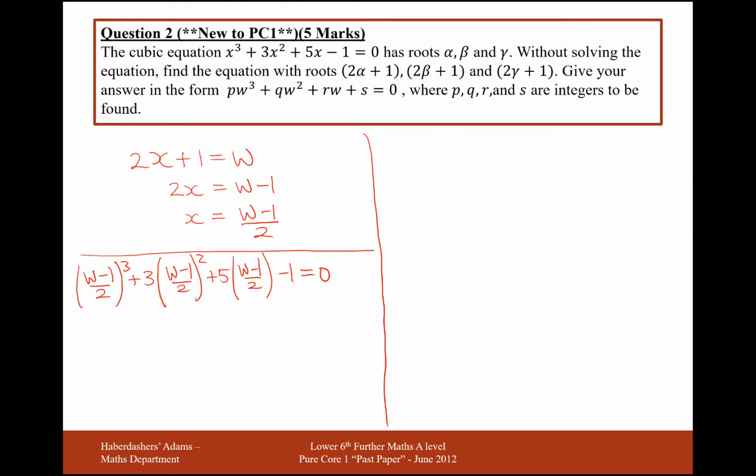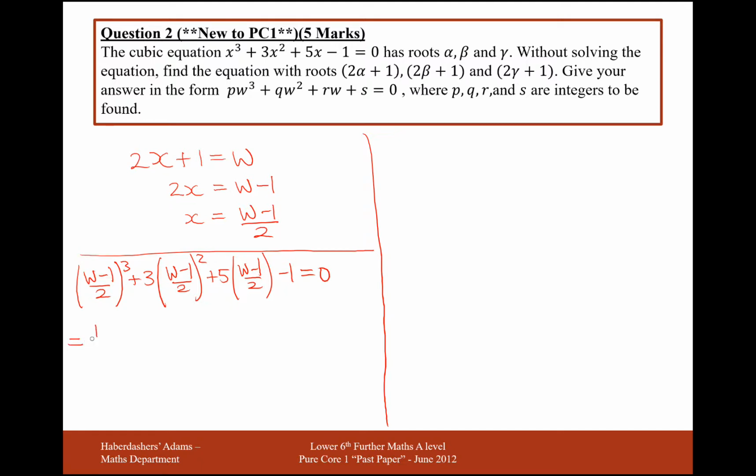Okay, so there we are. We've substituted in w minus 1 over 2 for x in our original polynomial. So now all we have to do is expand the brackets, and I can see in the question as well it wants integer coefficients, so at some point I'm going to need to be timesing through by a value so that I don't have any fractions. But let's expand the brackets to start with, and I'll probably expand first the denominators on my fractions.